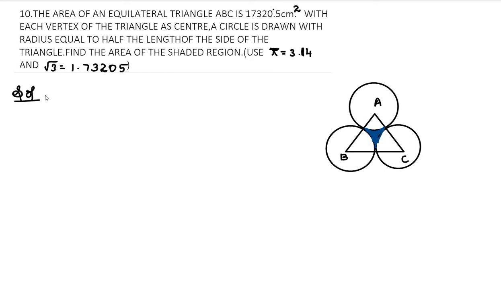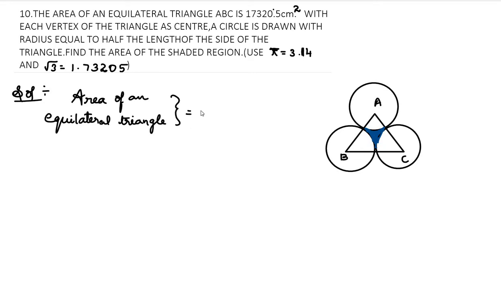Okay, let us find the solution for this. What is the formula for the area of an equilateral triangle? Area of an equilateral triangle is equal to root 3 by 4 a square, right?